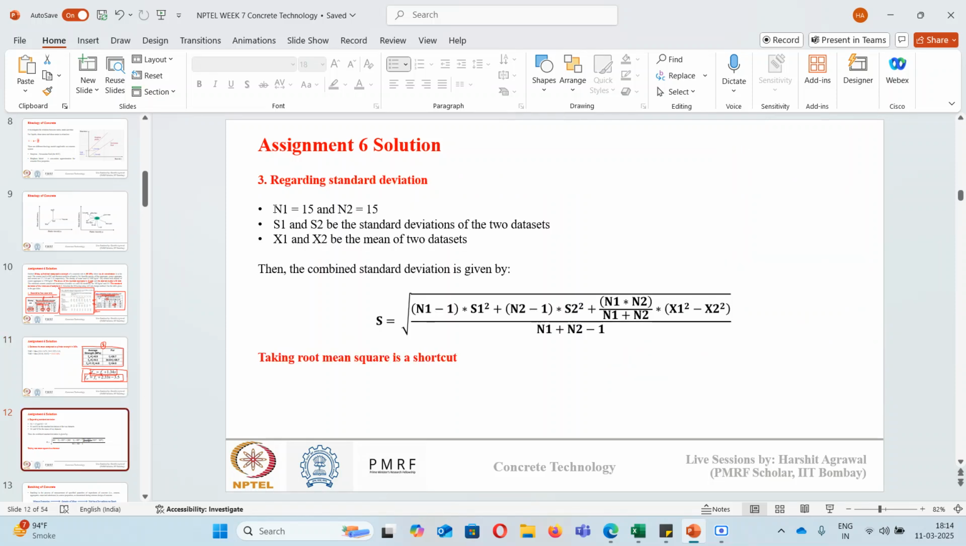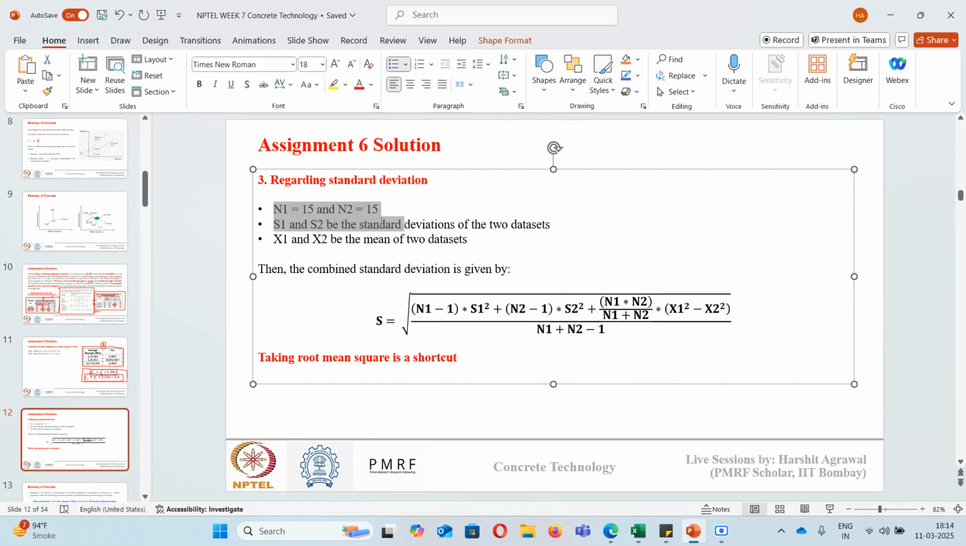See, this is how that thing came. Someone asked me why we are taking the square root of S1 square plus S2 square, but that is just an approximation that we take. It is actually the square root of S1 square plus S2 square upon 2, the root mean square. So you need to take the mean of squares and then the square root.